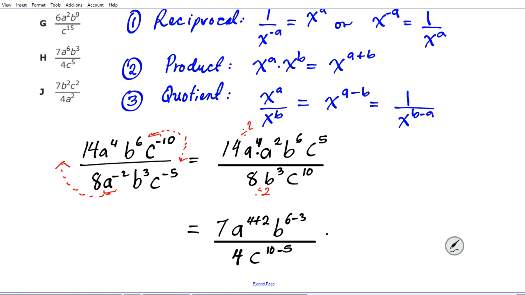So let's go ahead and simplify. We will have 7, a to the 4 plus 2 is 6, b to the 6 minus 3 is 3, divided by 4, c to the 10 minus 5 is 5. So there goes your final answer. As you can see, our answer for number 10 is option letter H.